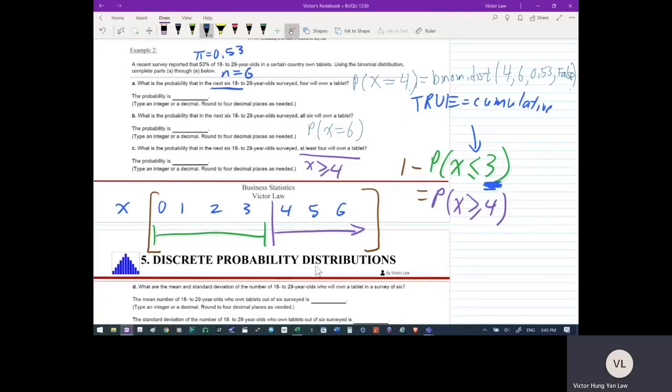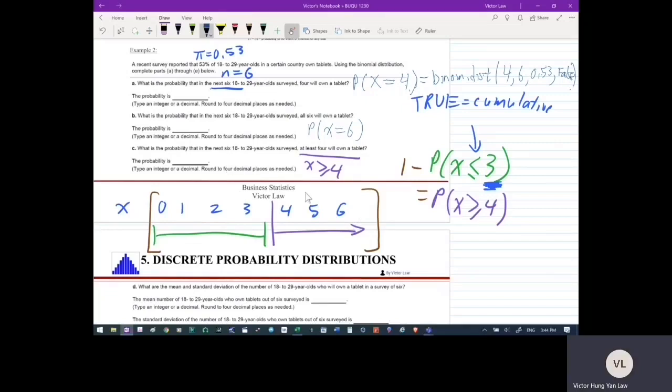So when you're solving this question, what you need to do is first draw a distribution diagram here. So you have X and you list all the possible outcomes. We're surveying 6 people in total. We're asking them whether they will own a tablet or not. So the result that we could get is that we could have either 0 people owning a tablet all the way up to 6 people owning a tablet. So these are all the possible outcomes. So we have 0, 1, 2, 3, 4, 5, 6. These are all the possible outcomes of how many people will own a tablet when we're surveying 6 people.